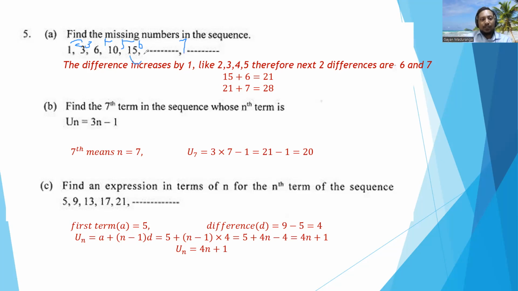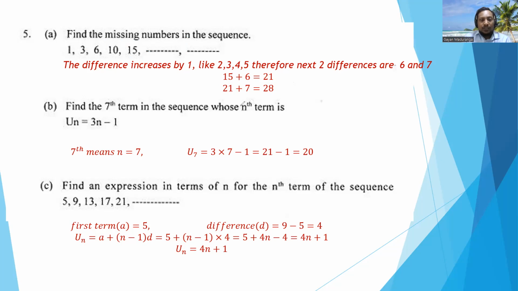So it's pretty easy. 15 plus 6 is 21. 21 plus 7 is 28. So don't let such kind of questions be incorrect in your exam, right? Because they are very easy questions. You can gain marks very easily, okay?